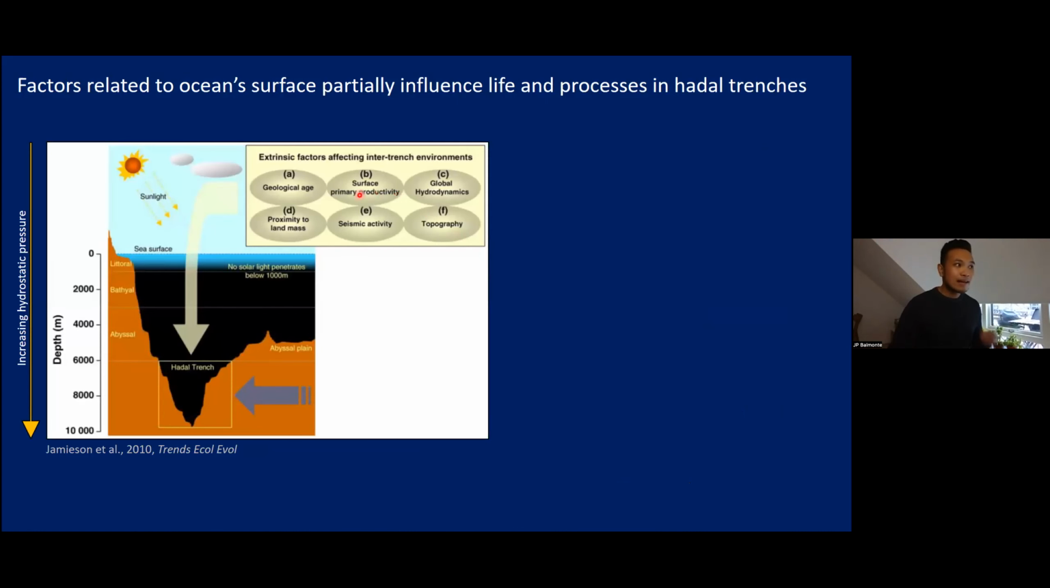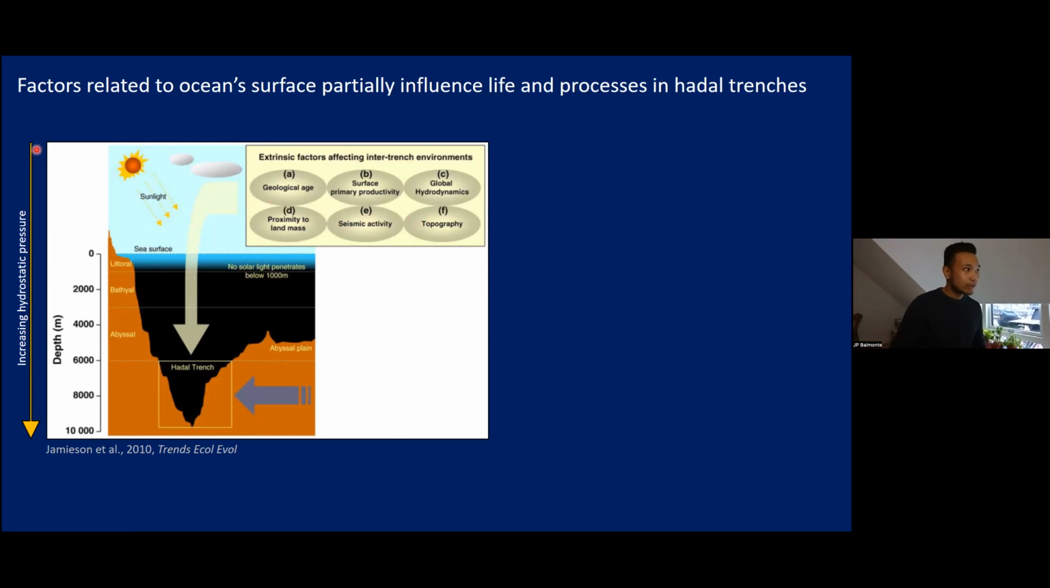Here are some things that actually influence the life of organisms and the processes that occur in Hadal trenches. So things like geological age of these trenches, surface primary productivity, right? Global hydrodynamics, so the currents in these areas, proximity to landmass, that's very important, and we'll get to that in a little bit, as well as seismic activity, that's fairly coupled to proximity to landmass, as well as its topography.